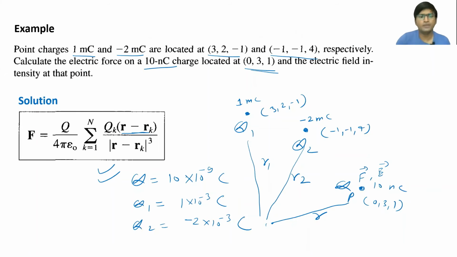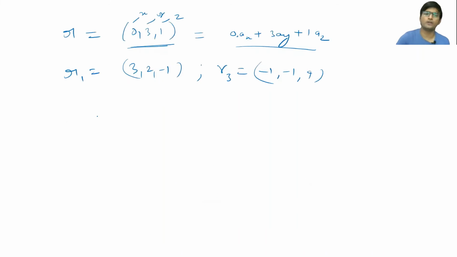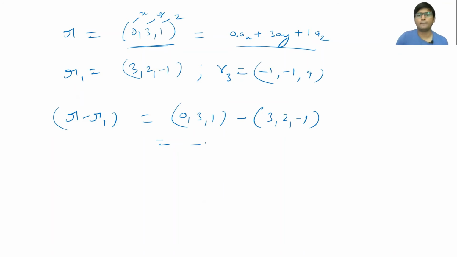So if we use this formula, we will first calculate for Q1 and then we will calculate for Q2. If we talk about Q1, the value of R minus R1 will be equal to 0, 3, 1 minus 3, 2, minus 1. So how much will it be? It will be minus 3, 1 and 2, right? So 0 minus 3 is minus 3, 3 minus 2 is 1, and 1 minus minus 1 is 2. So we have got our first vector, R minus R1.